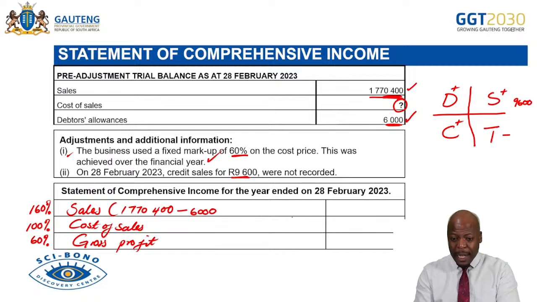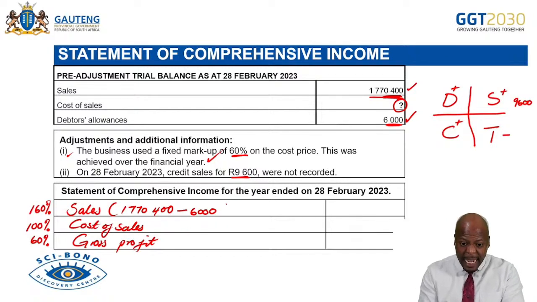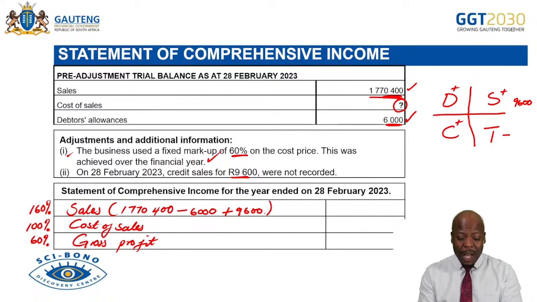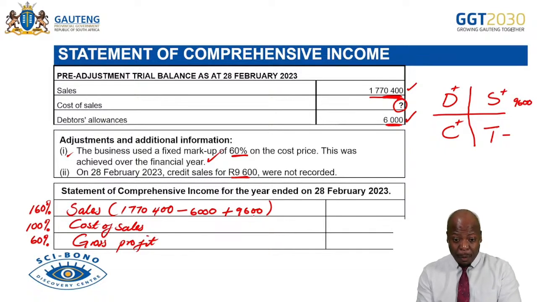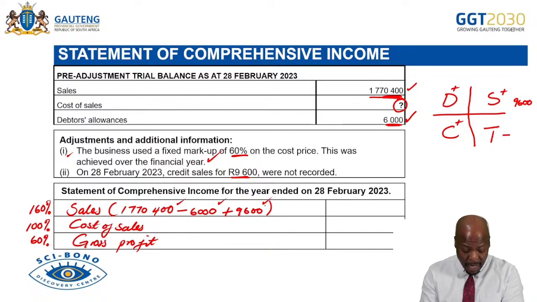Still with me? So it simply means then, I'm going to come back to this one later. It simply means when I come here, I need to record that I have sold goods. So I'm going to come here and I'm going to say plus 9,600 for the goods that we sold but had not yet recorded. Have your calculators closed? I need you to punch these figures for me. 1,770,400 minus your 6,000 plus the 9,600. How much do we get? All right, so we end up with 1,774,000.